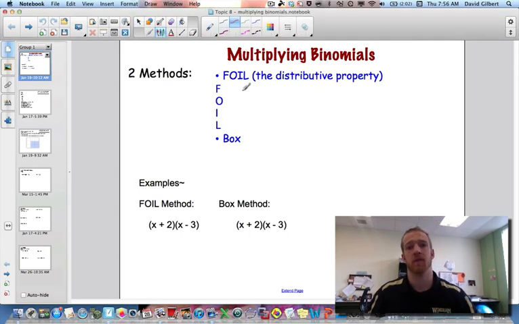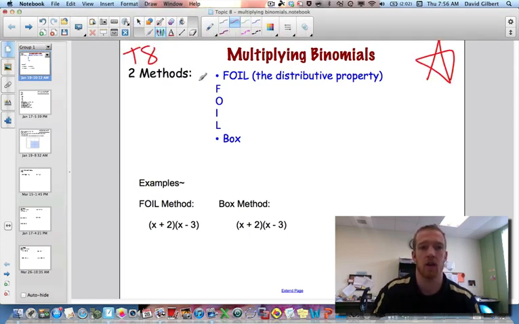Alright, so here is a very important lesson. This would be topic 8 in chapter 7. Definitely you're going to use this a lot in the rest of your mathematical career. It's going to be super important for the next chapter as well, that you understand what we're doing here.